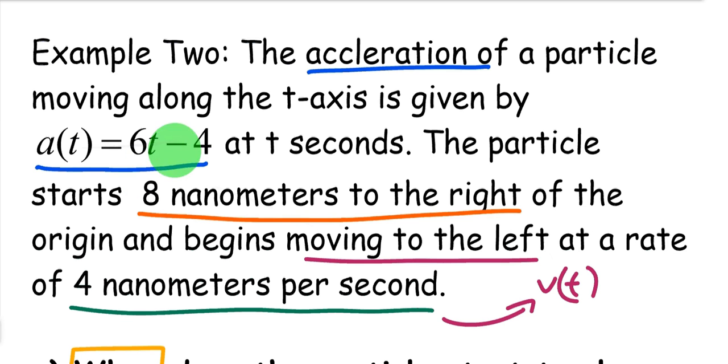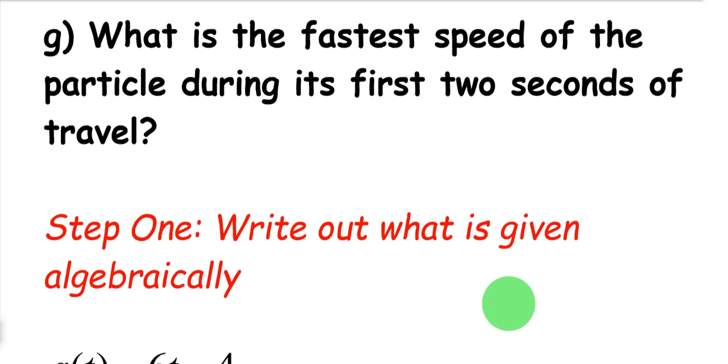So again, make sure you note its acceleration equation, its initial position, 8 nanometers to the right, and its initial velocity of 4 nanometers per second to the left, so it's going to be negative. So this question, part G. Again, watch parts A through F, the videos in the calculus playlist first, and then get to this one, because we've done a lot of the groundwork already. But anyway, here's the question.